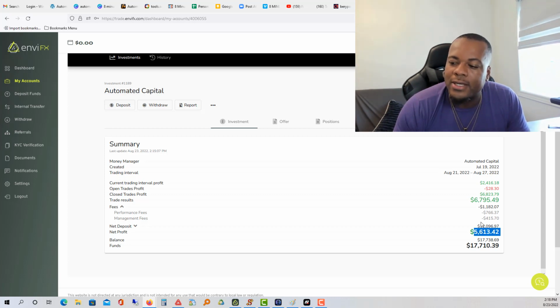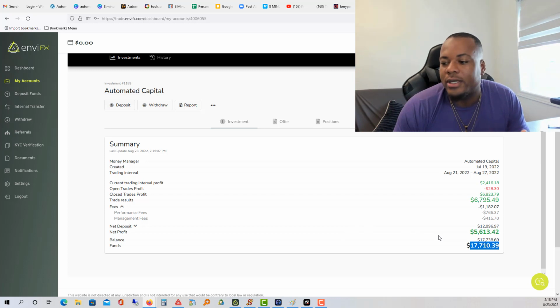The amount that I invested was about $12,897. This will show lower because I did make a withdrawal of, I think it was like $925 or something like that, that I pulled out of the account. So it's showing my net deposit in this account is $12,096, my net profit $5,613, to now leave my balance at a total of $17,710. So quite amazing.